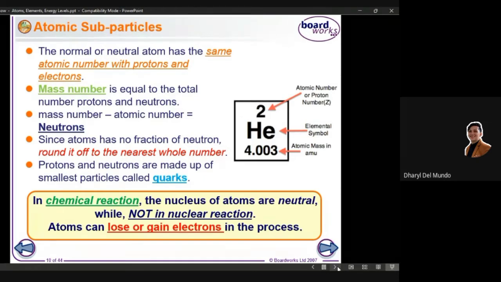Okay, vice versa, the mass number is equal to the total number of protons and neutrons. So when you add up neutrons and protons, you will get their mass number, of course. Since atoms have no fraction of a neutron, round it off to the nearest whole number. So if it is 4.003, round it to the nearest whole number, which is 4. Okay? Then protons and neutrons are made up of smallest particles called quarks.